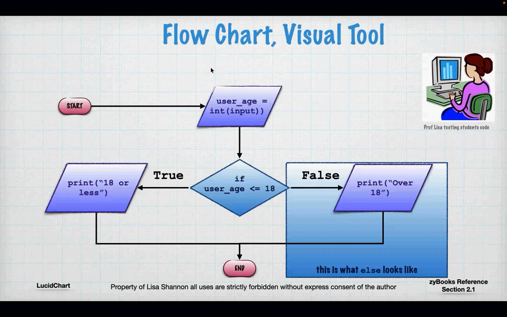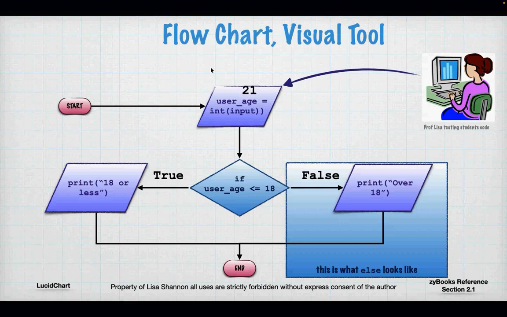You will see an arrow coming out of that diamond with a true and an arrow coming out of that diamond with a false. The arrow coming out of the diamond with a true will print 18 or less, and then it's done. The arrow coming out with false represents the else condition. So it's coming out as false, it's going to print over 18, and that's what an else looks like. So if you are dealing with your flowchart for week 3 and you are concerned about how to make it look like an else in your flowchart, this is what you do.